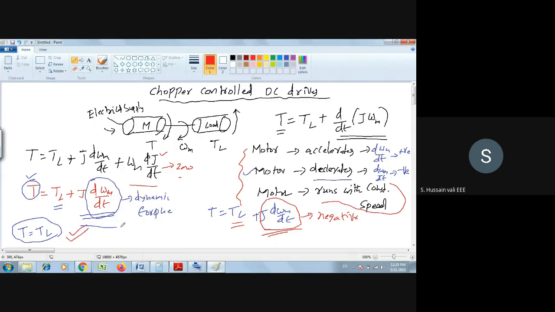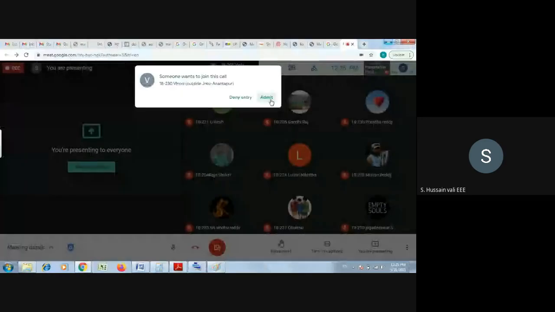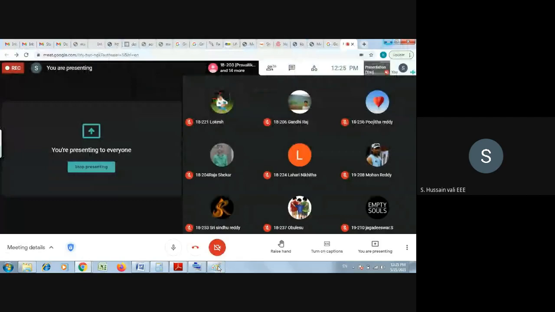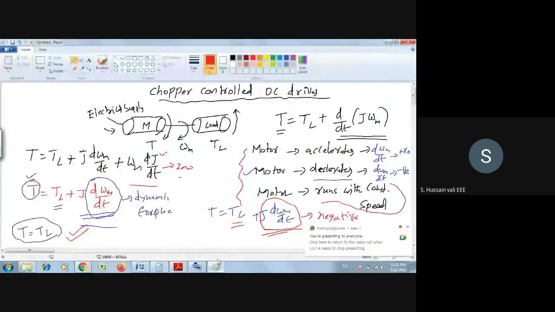Just see the fan. Sometimes you increase the speed of the fan. When you try to increase the speed of the fan, what you will observe generally is that the motor starts accelerating. After that, it will go to one higher speed. Then after it reaches the higher speed, you will find that the speed remains constant. Okay, so at that time the load torque is the same as the motor torque.